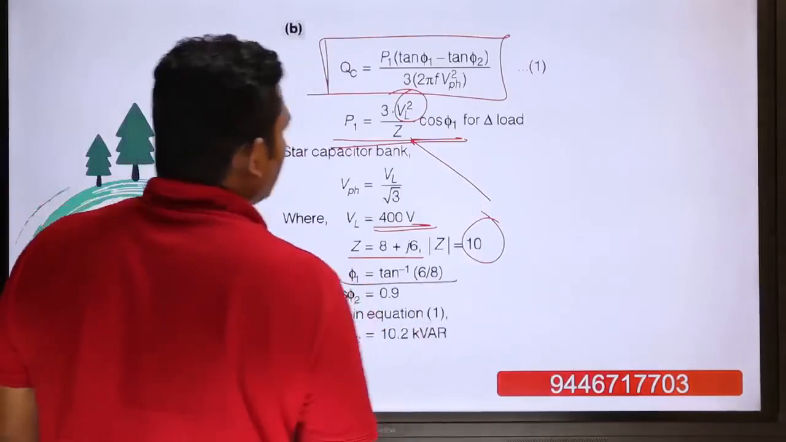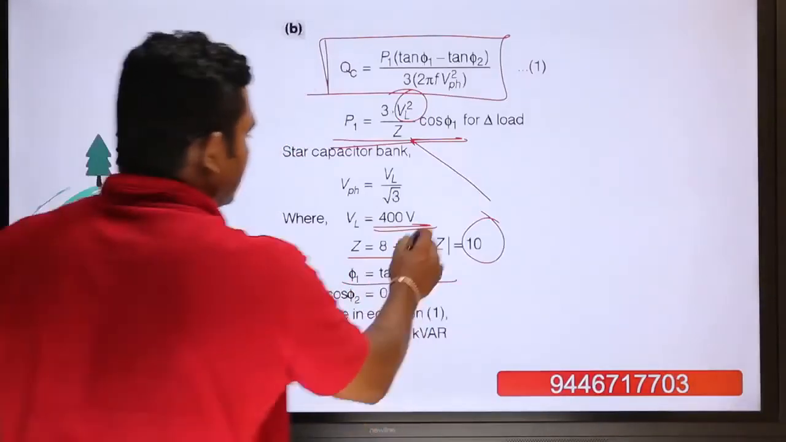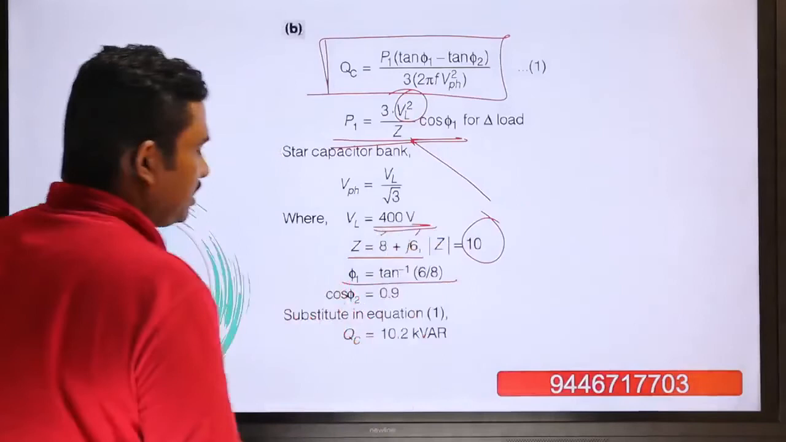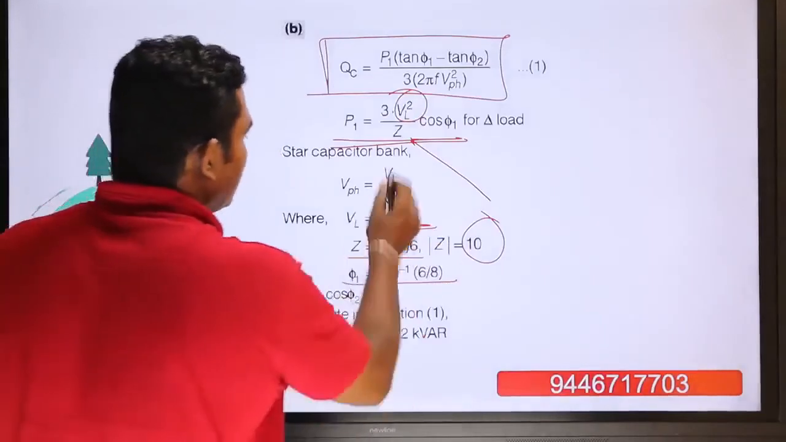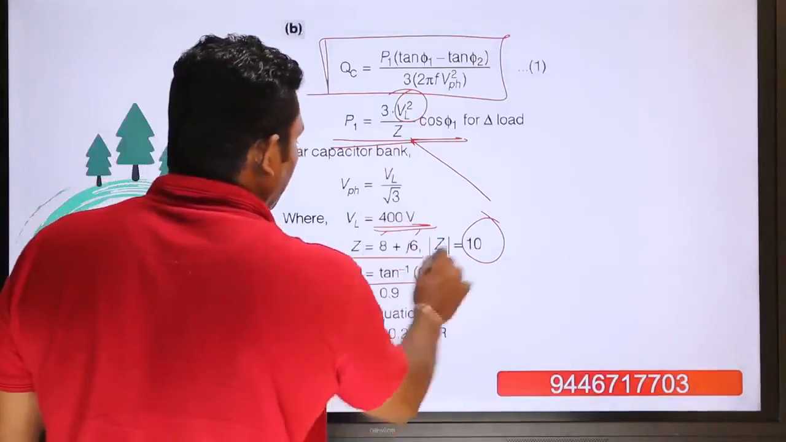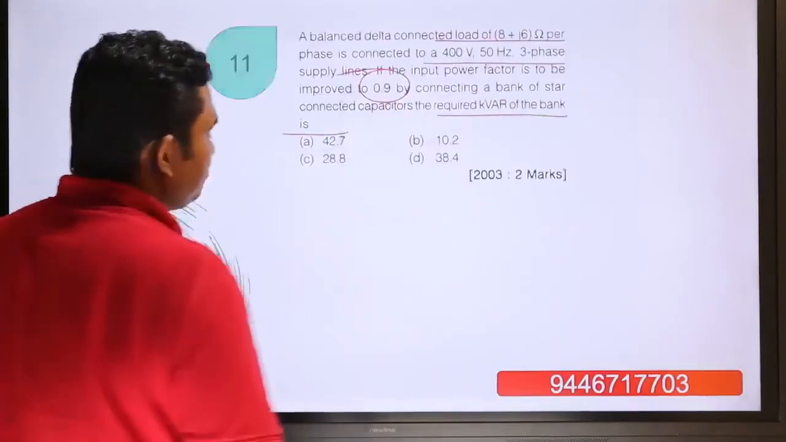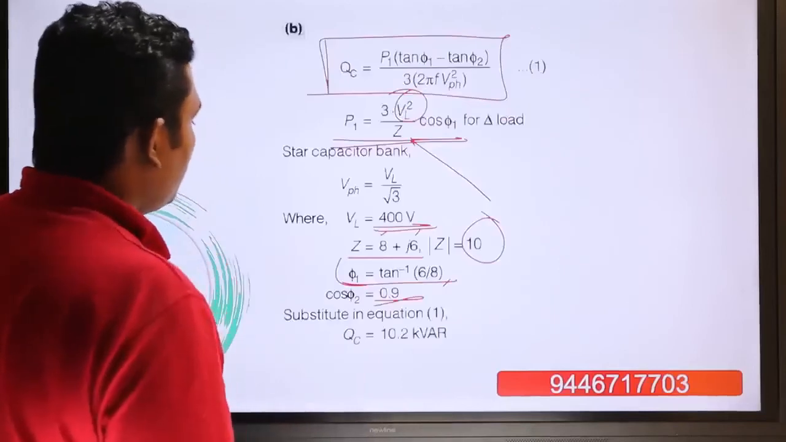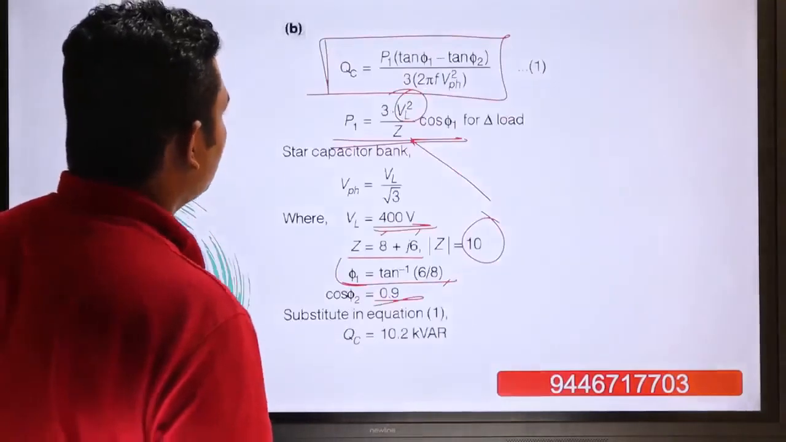And then we will have to find the value of phi1. So what is phi1? Phi1 is equal to tan inverse X by R. What is the value of X? X is equal to 6 and R is equal to 8. So it becomes phi1 is equal to tan inverse 6 by 8, which gives cos phi1, and then cos phi2 is to be improved to 0.9. Okay. So we have obtained cos phi1, cos phi2, P1 is also obtained, V phase is also obtained.